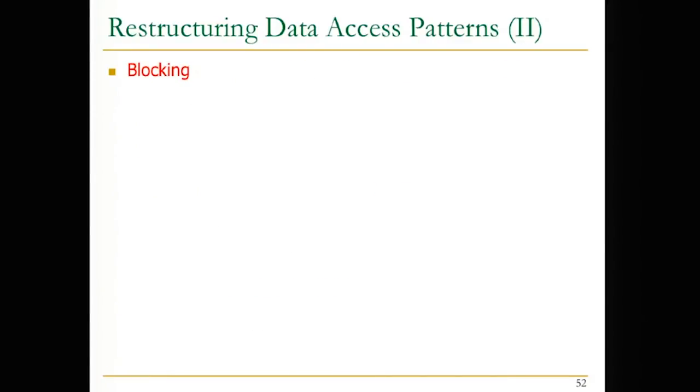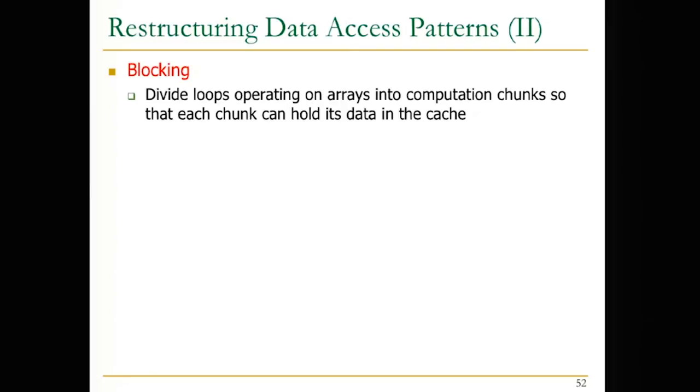Another idea at the software level is blocking. Some of you may have heard of it. This is very commonly used. Basically, the idea is to divide the loops operating on arrays into computation chunks such that each chunk can hold its data in the cache. If you run the loop over a huge data set in its entirety, you may get 0% cache hit rate.